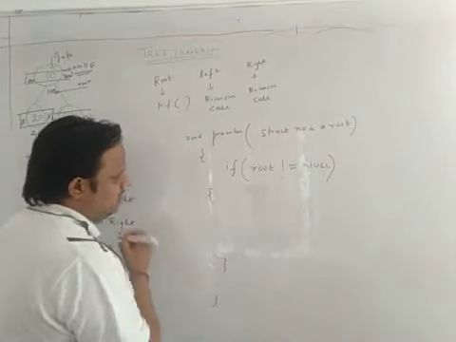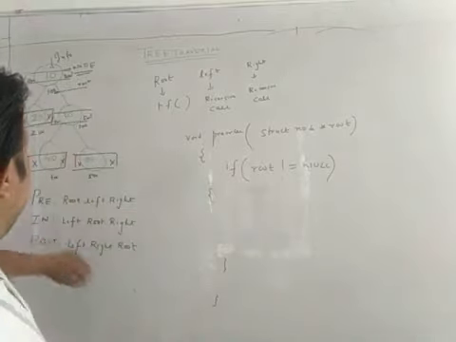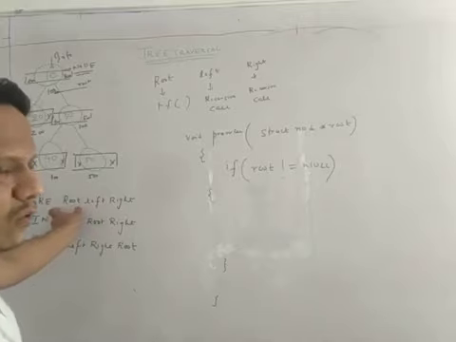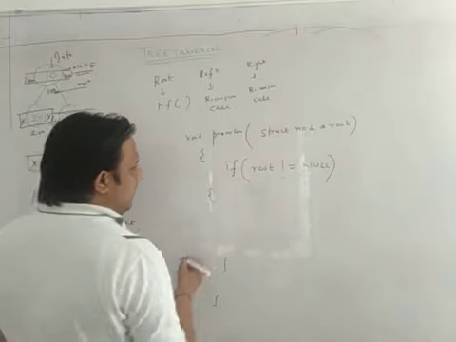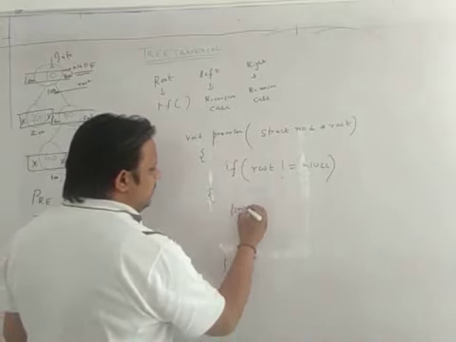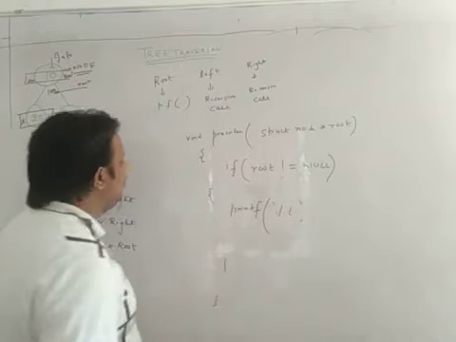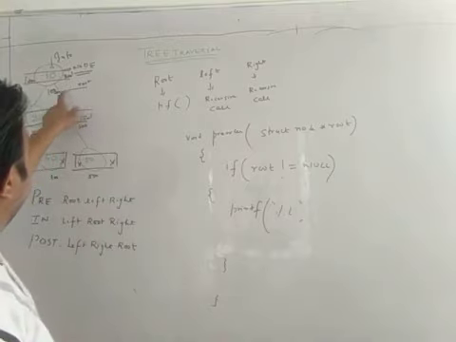And what are those things? First, what is pre-order? Pre-order is root, left, right. So the first thing is root. Root is nothing but your printf statement. To write a printf statement, it is printf %d. Now you want to print the info part, and root is your variable.